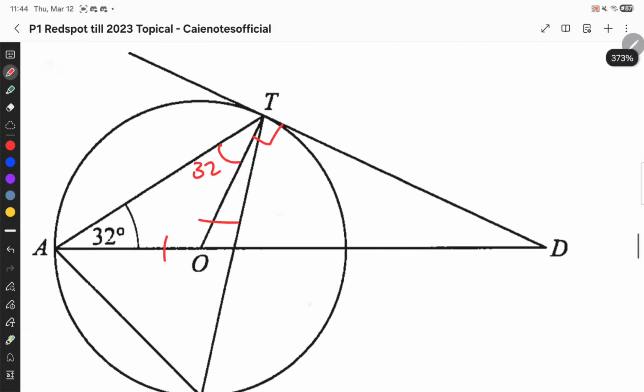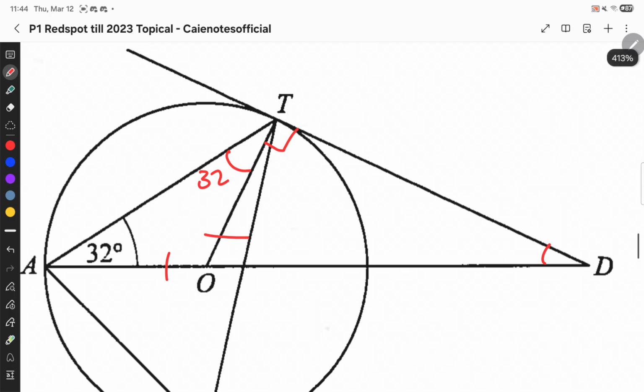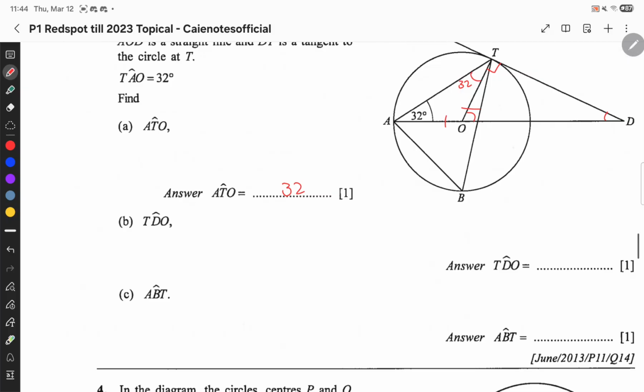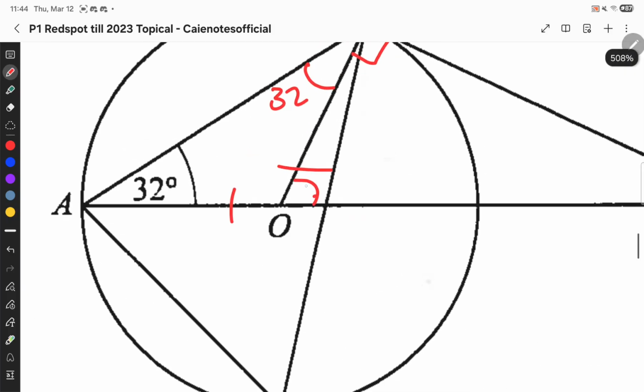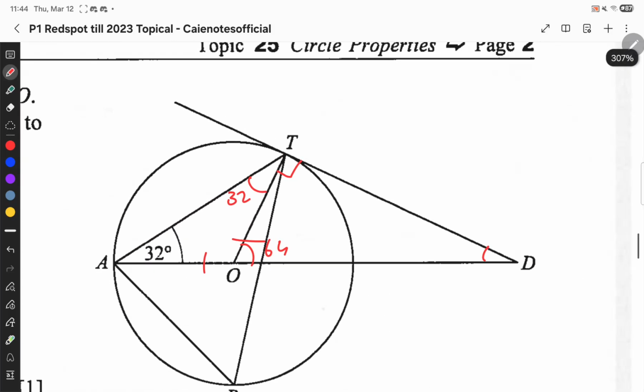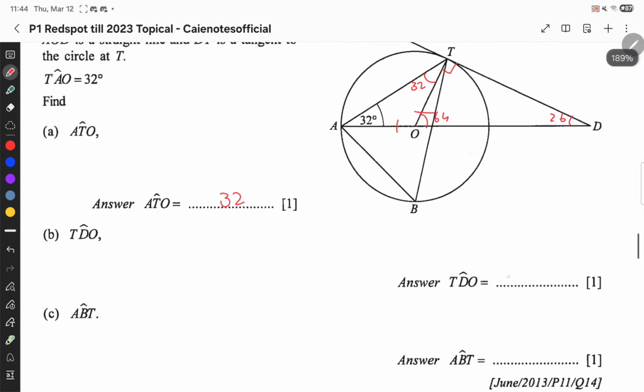TDO. How do you find TDO? We want this angle, and to get this angle we complete this triangle. We either double this or find this and then do 180 minus this. With the angle at center rule, doubling it we get 64, like so. Next we do 90 minus 64, because that's faster. This is 26 as our answer, 26.